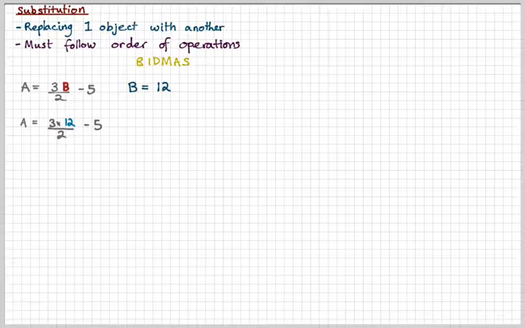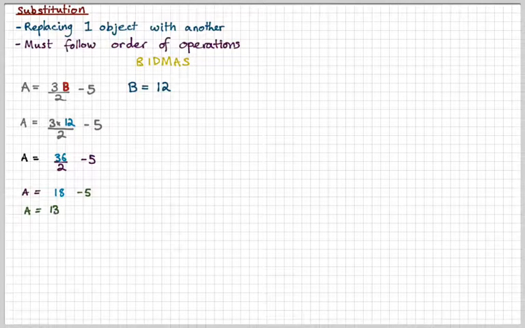Now all we have to do to find the value of a is to do the operations. Firstly, we've got 3 times 12, so let's do that. 3 times 12 is 36. And then don't change anything else. Just do one operation at a time. And notice how I'm working down the page rather than across the page. All the equal signs stay in line. So now we have 36 divided by 2 minus 5. The next operation would be to divide by 2. So we have a is equal to 18 minus 5, since half of 36 is 18. Finally do the 18 minus 5 and get an answer of 13.